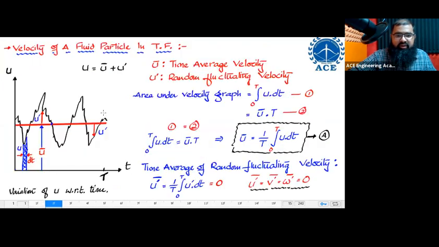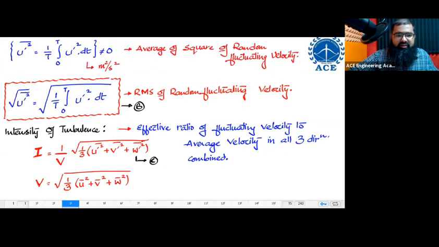Second slide is this particular slide: velocity of a fluid particle. This is basically the first concept we are going to study. We have studied. You can take a snapshot. Third slide is this particular slide, just now I mentioned.